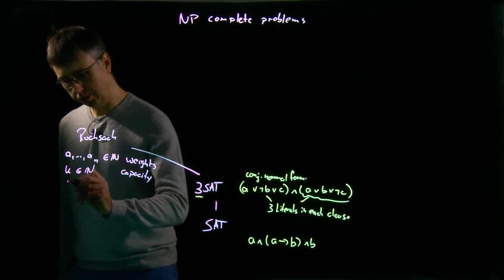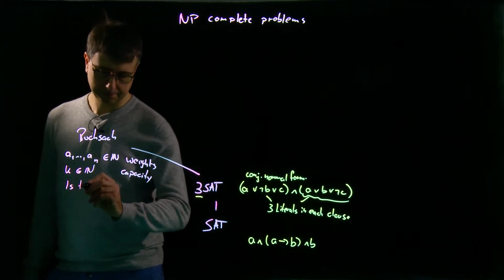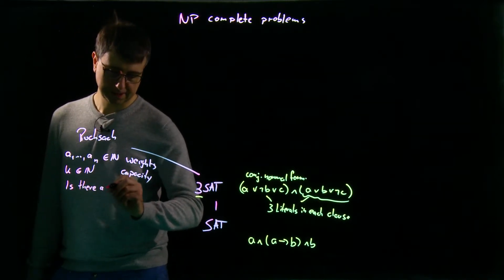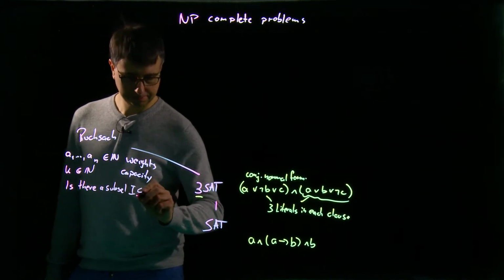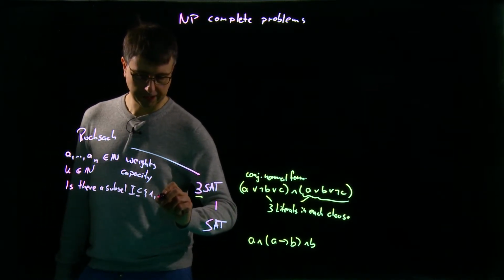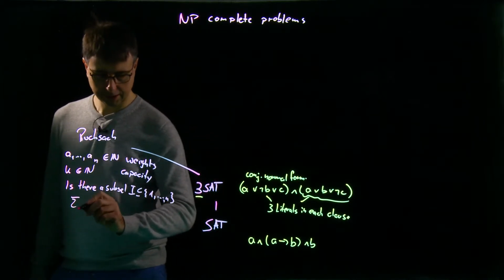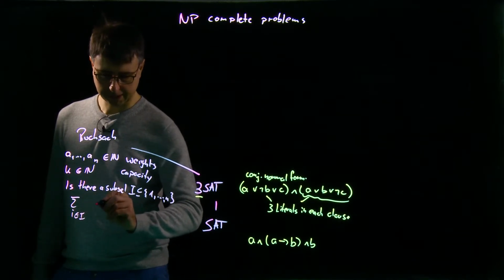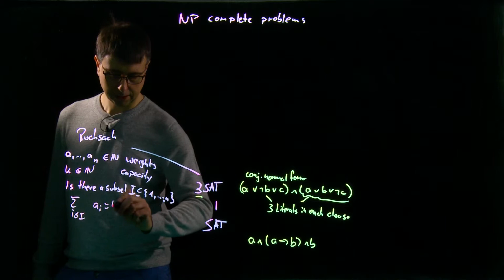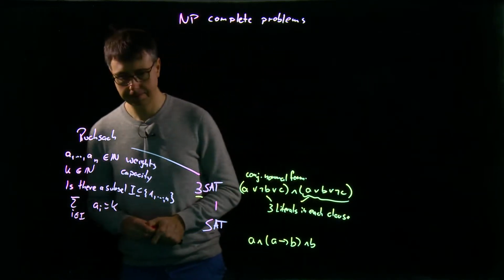So what you would like to know is, is there a subset I of the items that would fit, so that the sum of the weights is the capacity of the rucksack. This problem is NP-complete as well.